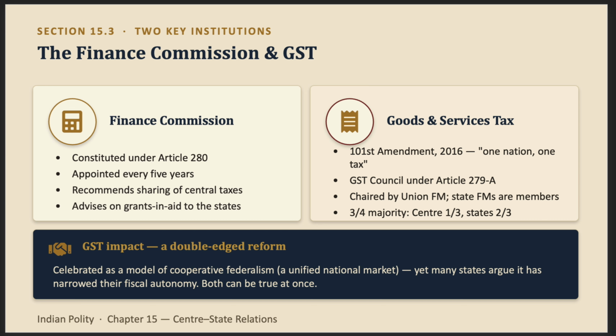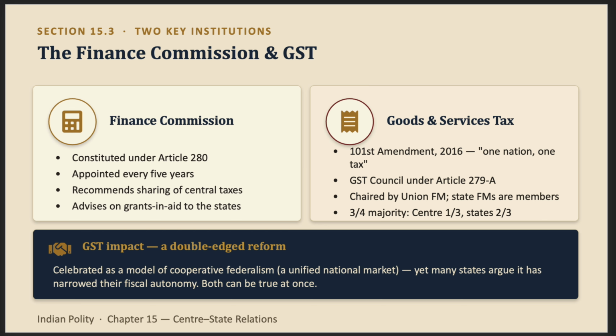Getting every single state and the center to agree on tax rates across thousands of individual products sounds like an administrative nightmare. How does the council actually function without constant gridlock? Through very deliberate voting math that basically forces cooperation. Decisions in the GST Council require a 3/4 majority, 75%. Okay. The center's vote holds a 1/3 weight. The combined states' votes hold a 2/3 weight.